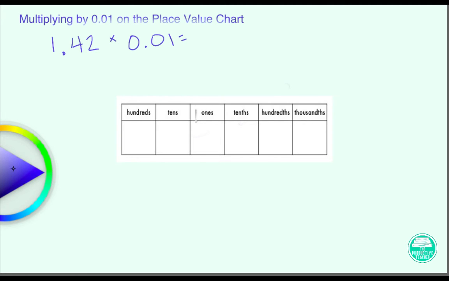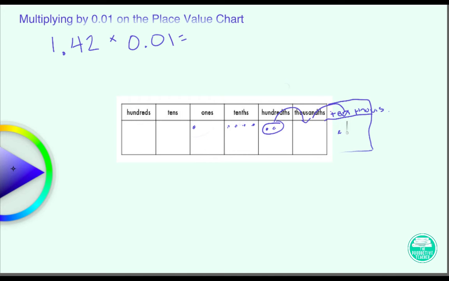The first thing I have to do is write my number on the place value chart. So I have 1, 4 tenths, and 2 hundredths. Now I'm going to need to move everything to the right 2 spaces. And I can already see I have a problem here, so I need to extend my place value chart. And this will be 10 thousandths. I'll just abbreviate there.